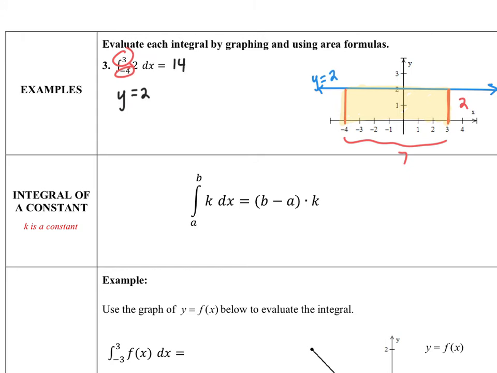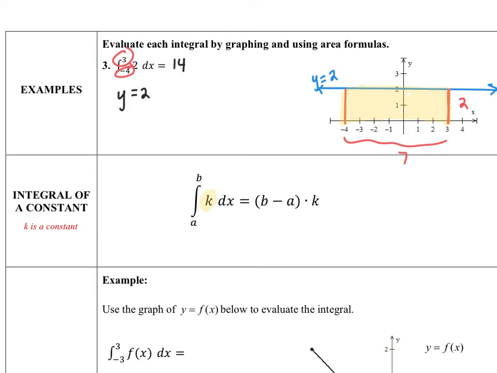This question leads us to a little bit of a shortcut down here. Whenever you have the integral of a constant, when you go to graph that, it's going to turn out to be just a horizontal line. And when you put your limits on there, it will always be a rectangle. So it's always going to be finding the area of a rectangle. Just a shortcut to find those dimensions.